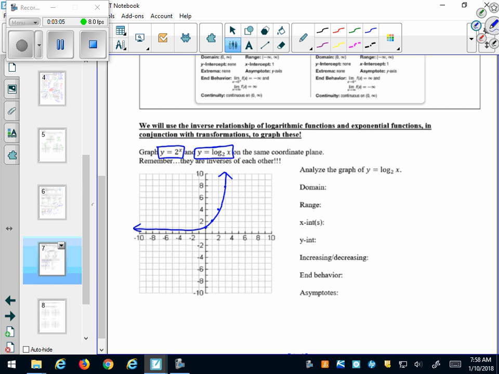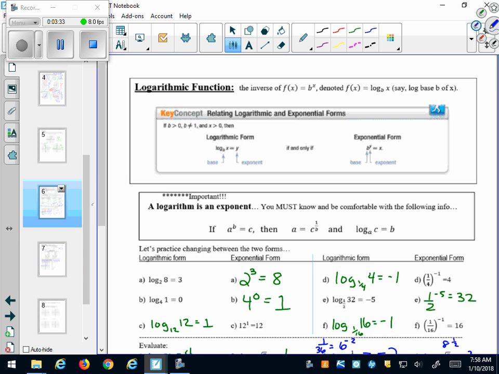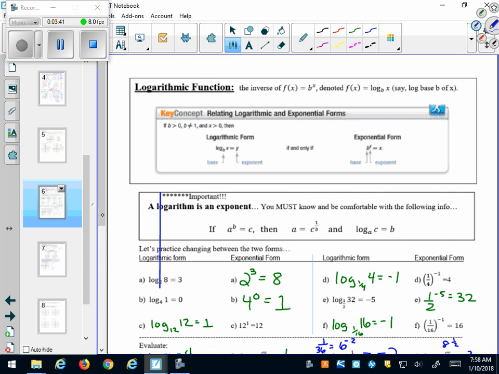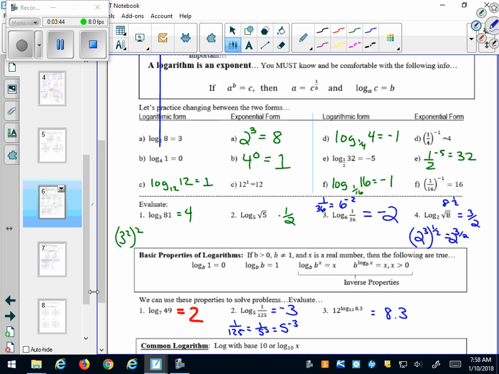Well, how do we graph a log? When you graph a log, think about it as its exponential form. Log base 2 of x equals y. How could I write that using exponents instead? Just like we did back here, right? Log base 2 of 8 equals 3. I could write that as 2 to the 3 equals 8, right?